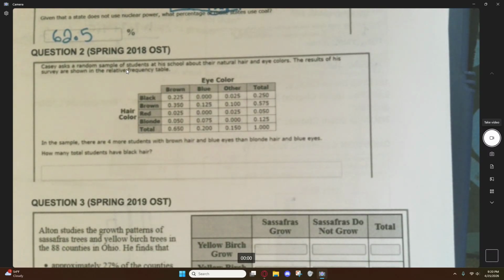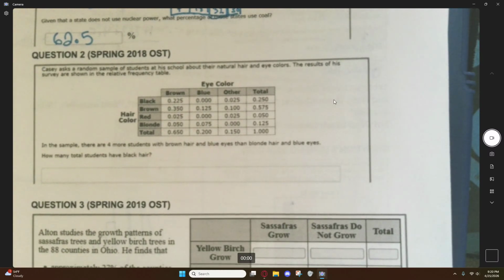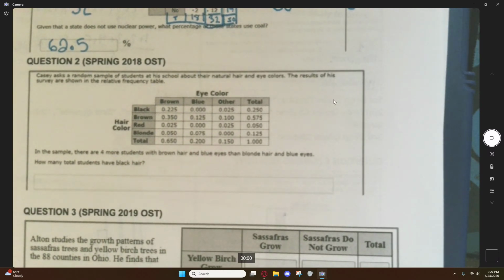All right, question 2. Casey asks a random sample of students at his school about their natural hair and eye colors. The results of his survey are shown in the relative frequency table. In the sample, there are 4 more students with brown hair and blue eyes than blonde hair and blue eyes. How many total students have black hair?